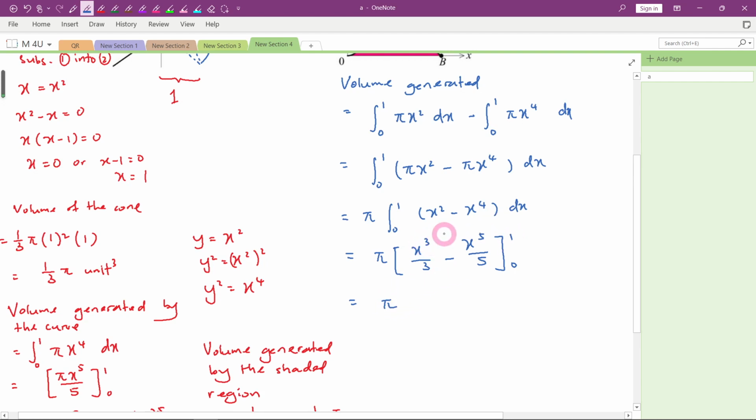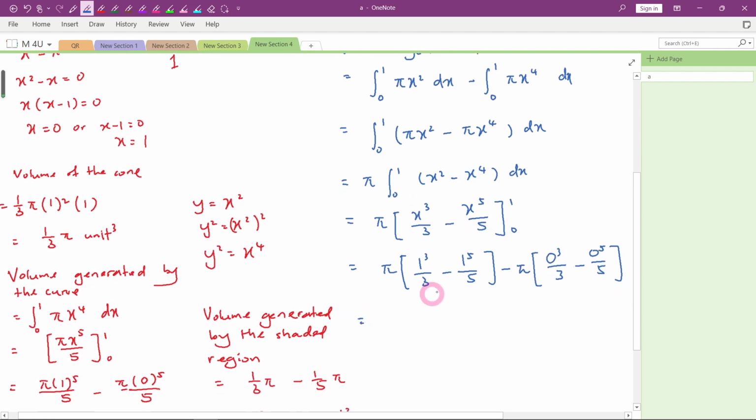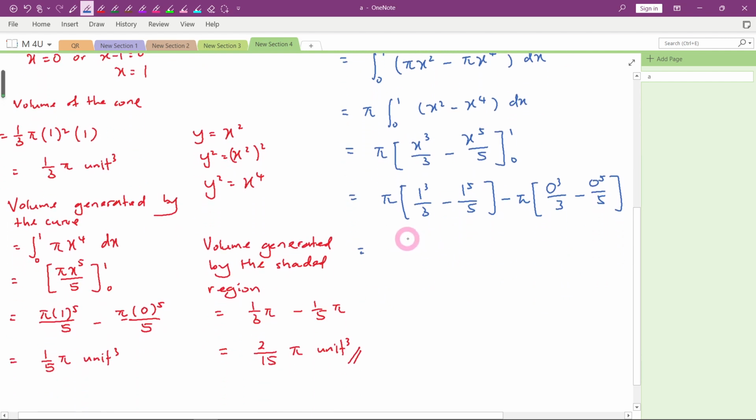Bring in the upper limit first. 1 power 3 over 3 minus 1 power 5 over 5. This time, bring in the lower limit. 0 power 3, 0 power 5. You will notice that this will actually give you 0, right? So just press your calculator for this part. You will still get the same answer, 2 over 15 pi. Okay, so be careful. 1 power 3 is actually 1. 1 power 5, 1 as well. Okay? Both give you the same answer.